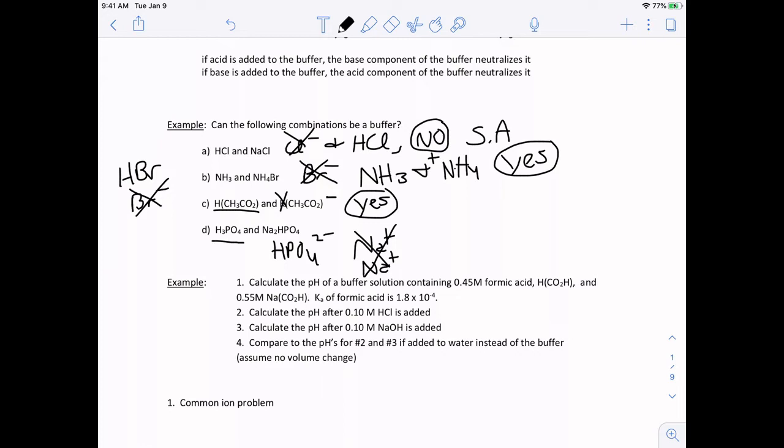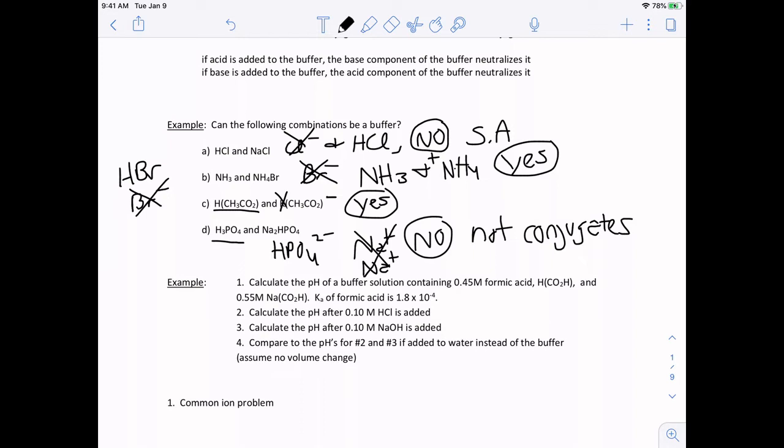So what do you guys think? Buffers or not buffer solution? H3PO4 is weak, but HPO4 2 minus is not its conjugate, right? Remember, conjugate bases differ from their acid by 1 proton and only 1 proton. These guys differ by 2 protons. So no, this time our reason is they are not conjugate pairs.